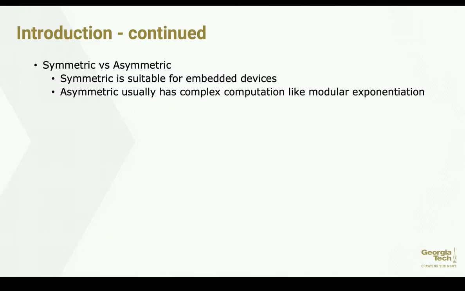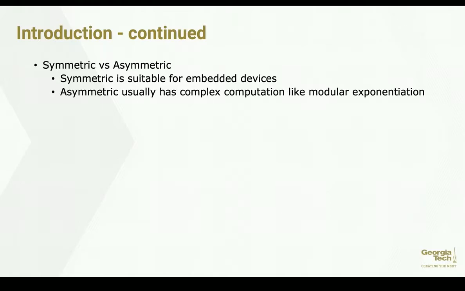So then comes the concept of symmetric versus asymmetric, which is better. The paper informs us that symmetric is suitable for embedded devices because asymmetric encryption has complex computation like modular exponentiation of large integers. Some of you may be doing a course on intro to information security, where we are writing a Python program to do modular exponentiation. And when we change the power function, sometimes it works, sometimes it takes longer to compute. So you might get a clue.